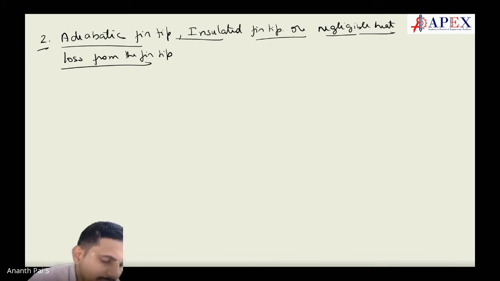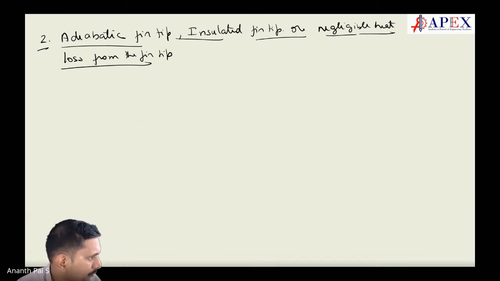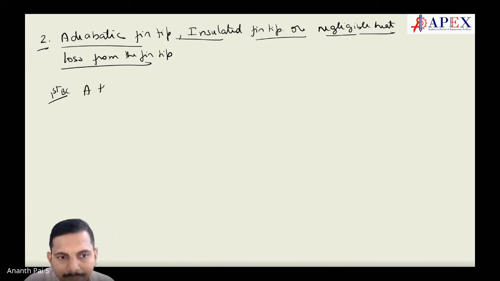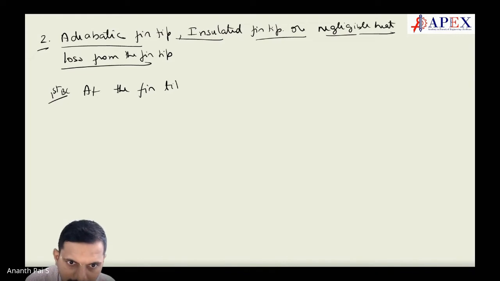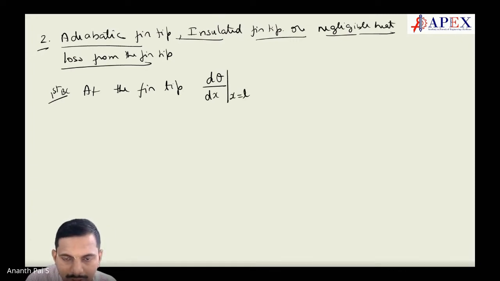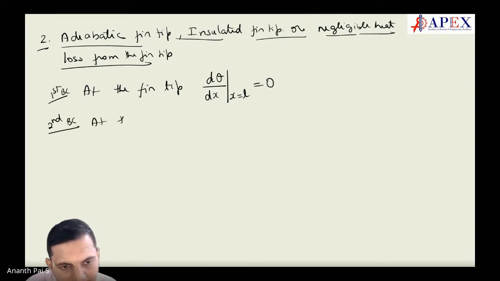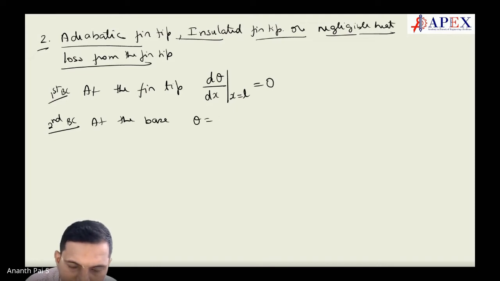What is the boundary condition at the tip? The boundary condition at the base we know, right? It's always the same. First we see the heat loss at the fin tip: d theta by dx at x equal to L is equal to 0. This is the condition, right? And the second boundary condition is at the base: theta is equal to theta_b, which is equal to T_b minus T infinity.